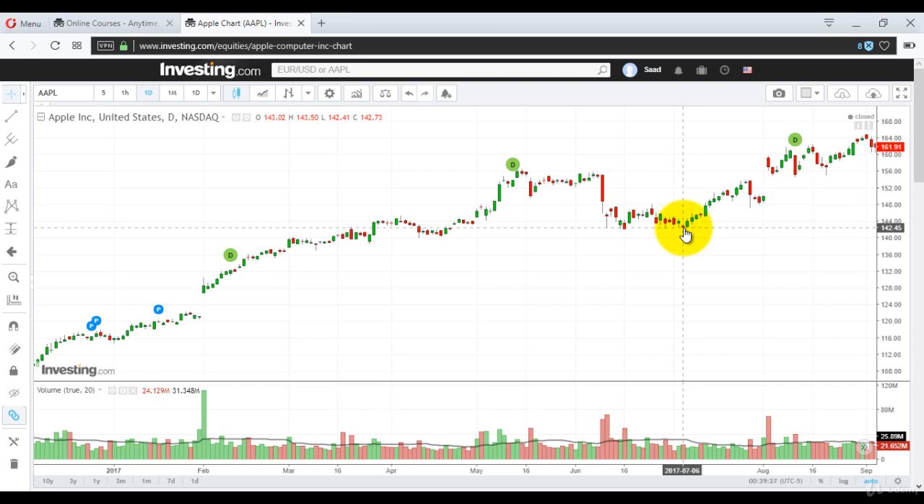It doesn't represent bullishness or bearishness. What it represents is that it's following whatever trend it is already going through. So it just confirms that the trend is not changing. It remains the same. That's what Marubozu is.